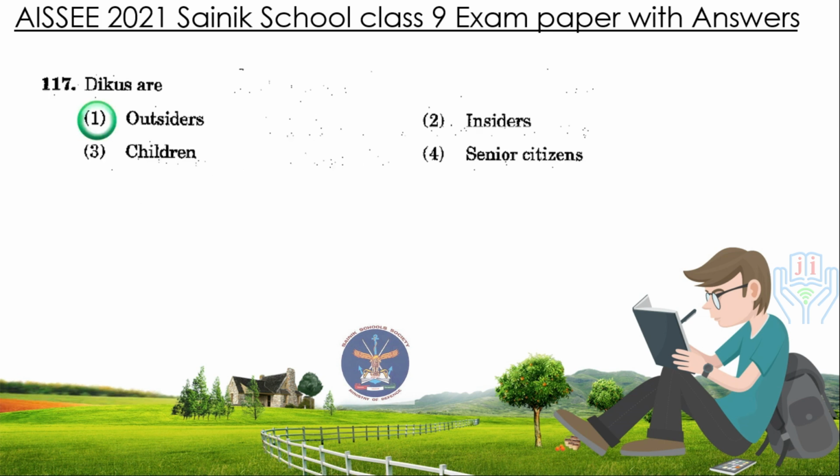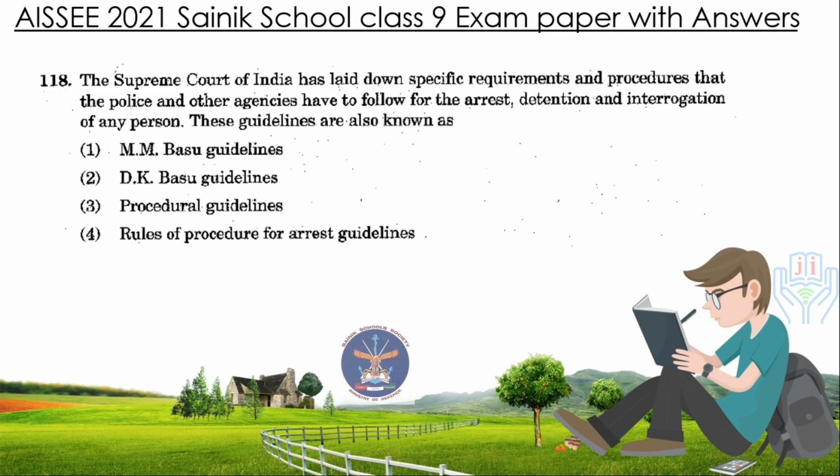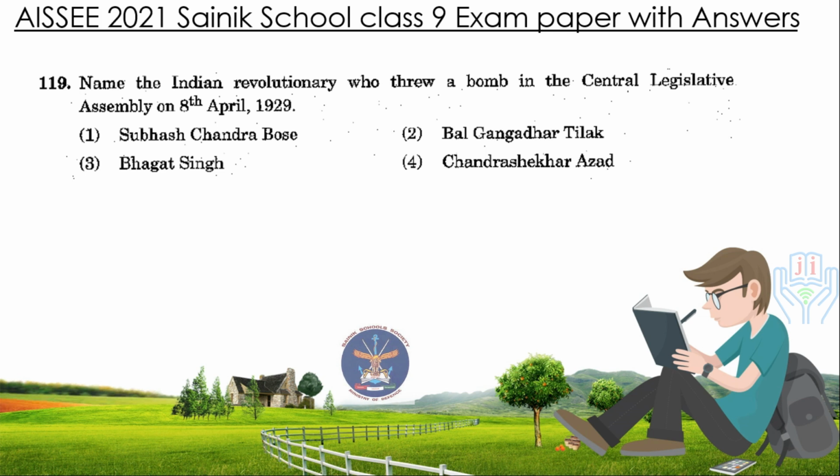Dikers are outsiders. The Supreme Court of India has laid down specific requirements and procedures that the police and other agencies have to follow for the arrest, detention, and interrogation of any person. These guidelines are also known as D.K. Basu guidelines. Name the Indian revolutionary who threw a bomb in the Central Legislative Assembly on 8th April 1929.